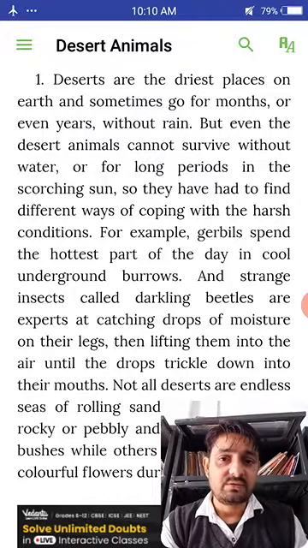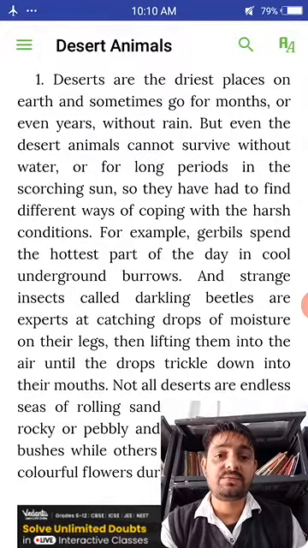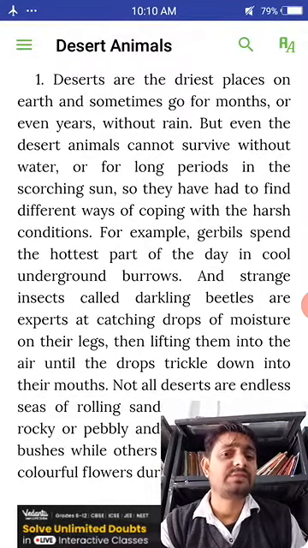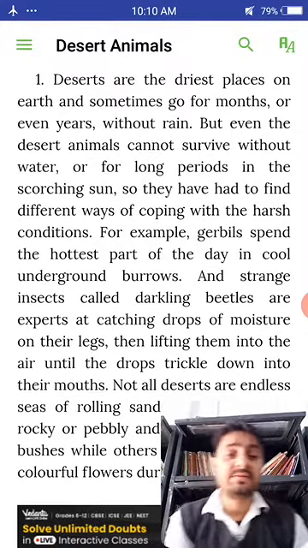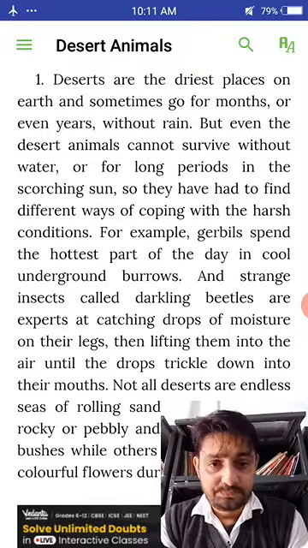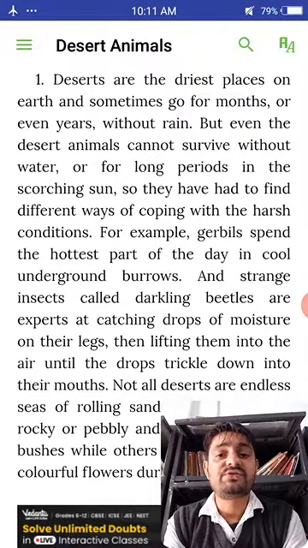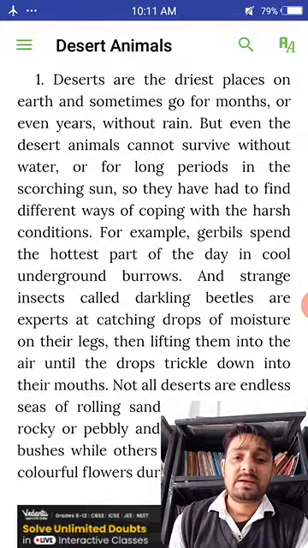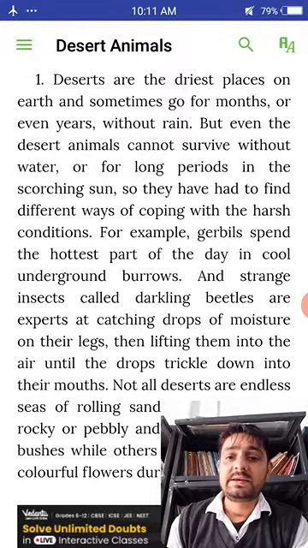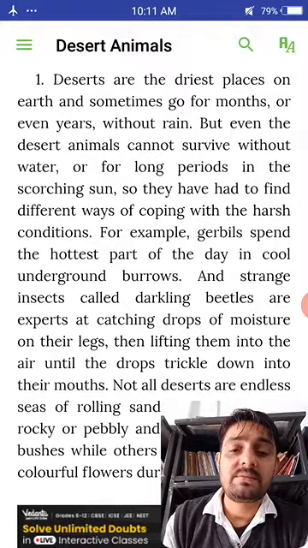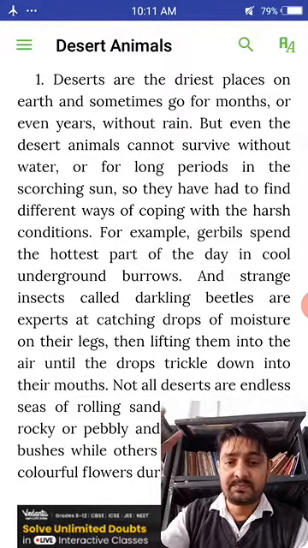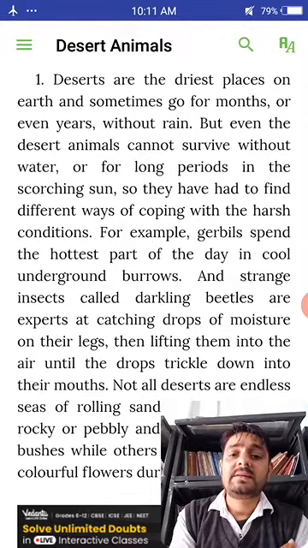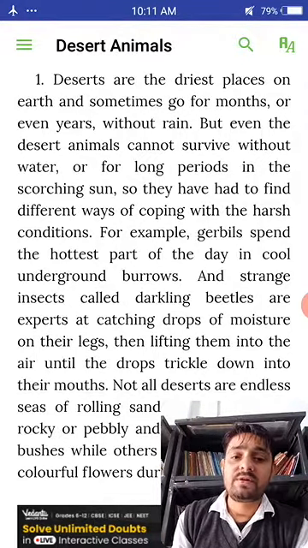And strange insects called darkling beetles, which are found in desert areas, are experts at catching drops of moisture on their legs. They catch the moisture on their legs, then lift them into the air until the drops trickle down into their mouths.